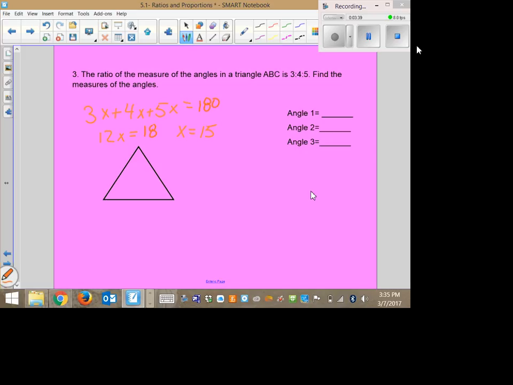So if x equals 15 and we have our angles here, we're calling them 3x, 4x, and 5x. We solve for x. Plugging x back in, we get our first angle to be 3 times 15, so we get 45 degrees. And then 4 times 15, we'll get 60 degrees. For our first angle, we took 3 times 15. For our second one, we took 4 times 15. For our third one, we'll take 5 times 15. So we'll get 75 degrees.